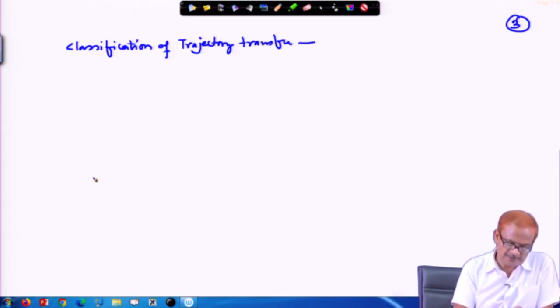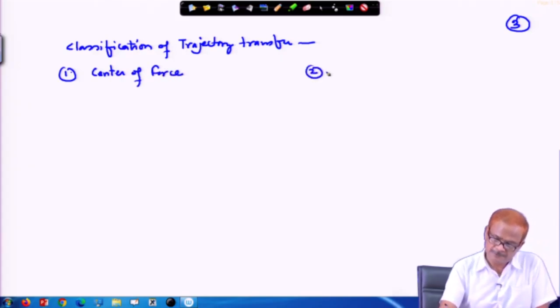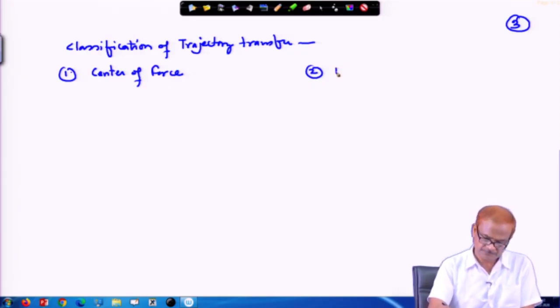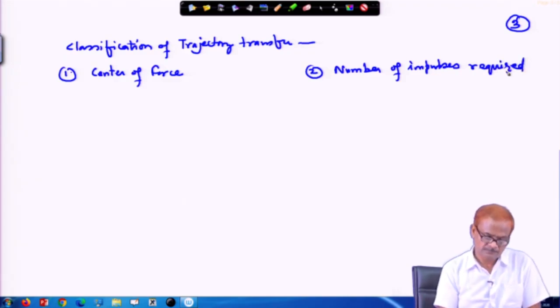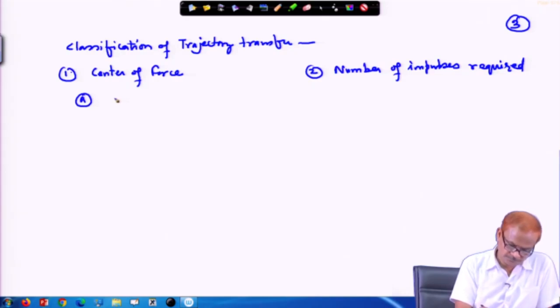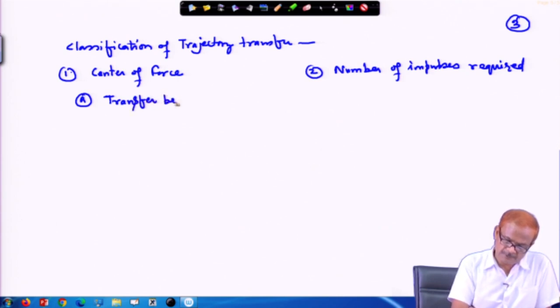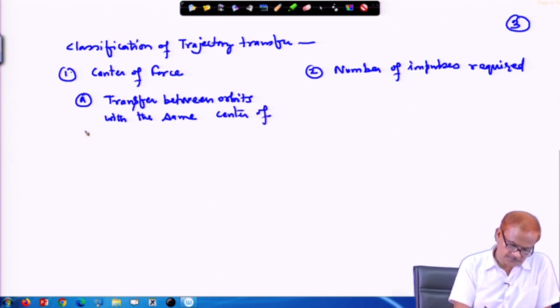Classification of trajectory transfer. So, we can classify into different categories. One is based on the center of force, the other one is based on number of impulses required. Transfer between orbits with the same center of force.